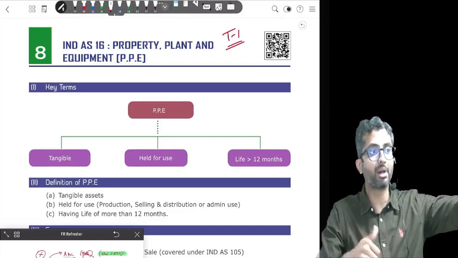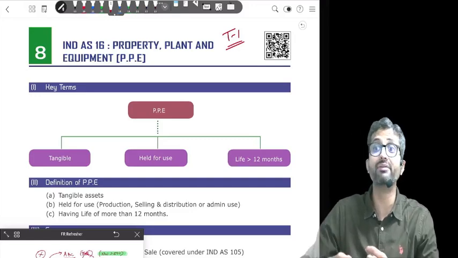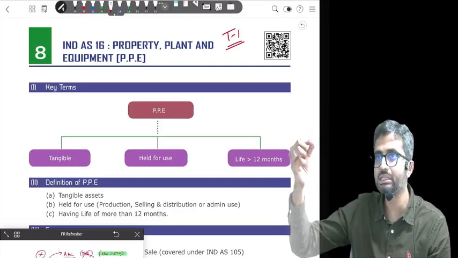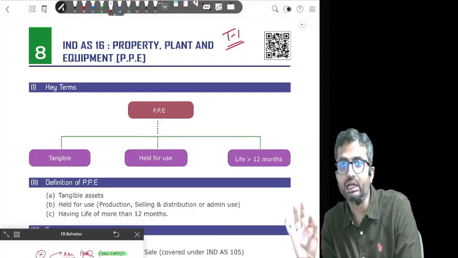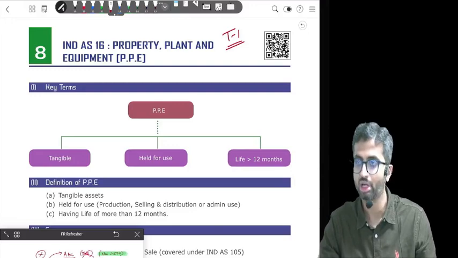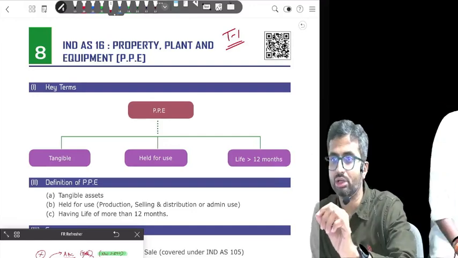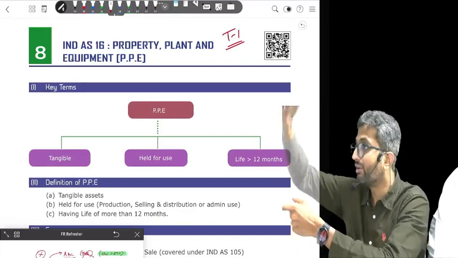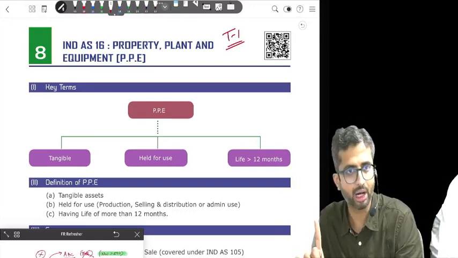But does every bearer plant automatically come under Ind AS 16 merely because it bears produce? For example, when you look at a wheat plantation, you have a wheat plant, there are grains, and those grains are the produce it bears. Right? So technically, if I have a wheat plantation, will it be a bearer plant? Because it bears produce. The plant itself is not the produce. The grains that it has, that is the produce. So is it a bearer plant? Technically yes, and if it's a bearer plant, it will come under Ind AS 16.